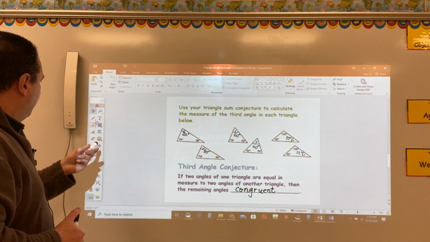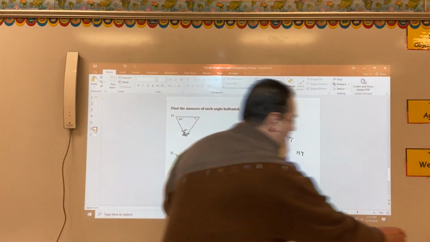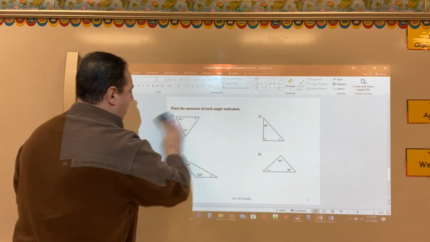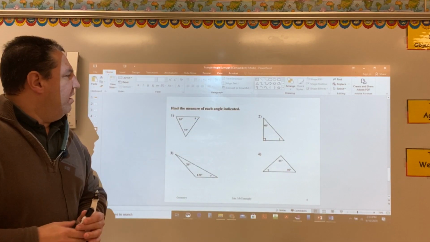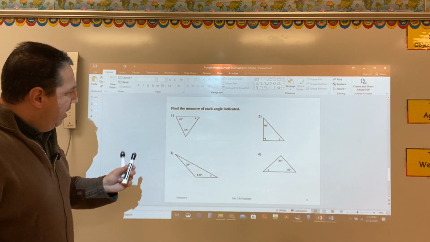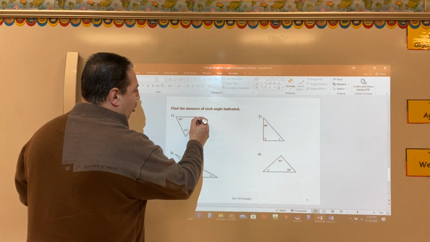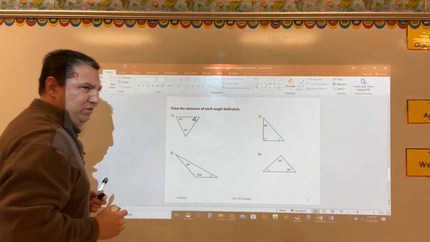Now, let's have other examples with triangle angle sum theorem. For example, find the measure of each angle indicated. On number one, that's the angle we look for. Let's say is question mark, but we can put an X.